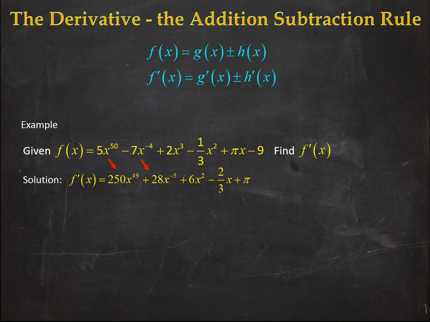I let each term's derivative rule take us to the next. So 2x cubed is just 6x squared, minus 1/3 x squared goes to minus 2/3 x, and pi x is just pi, and the derivative of minus 9, well, the derivative of any constant is 0. And there's our derivative. That's a neat little rule.